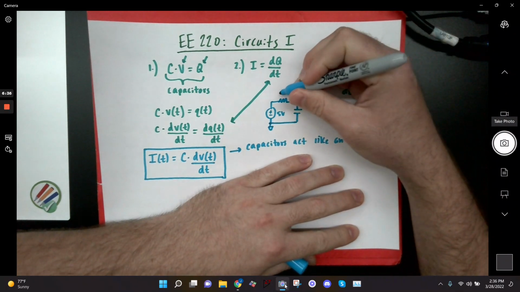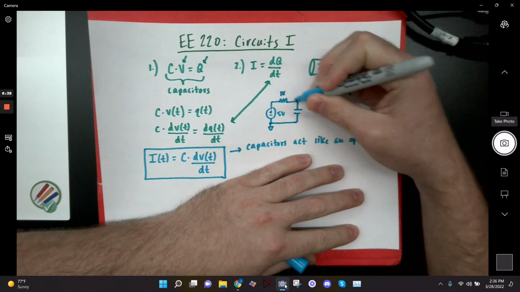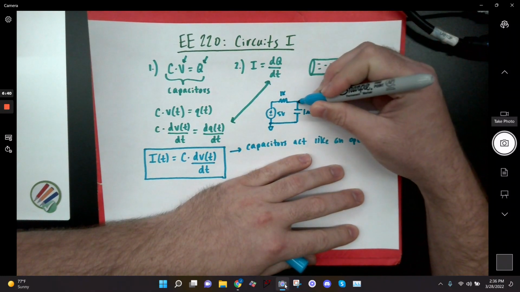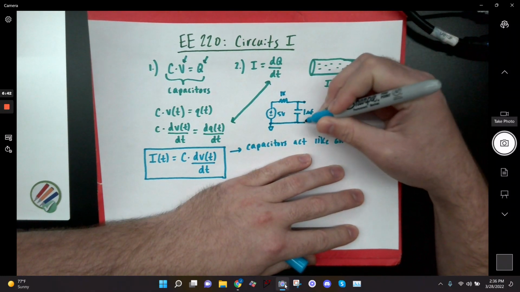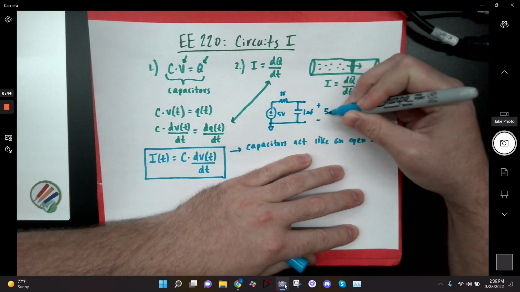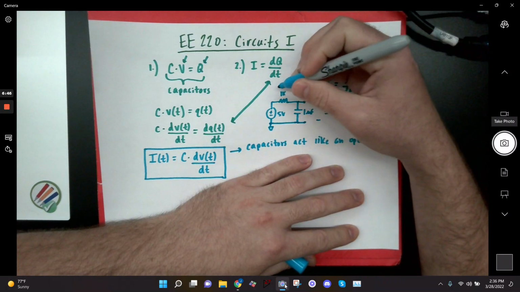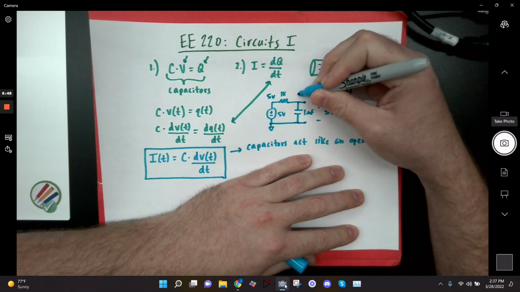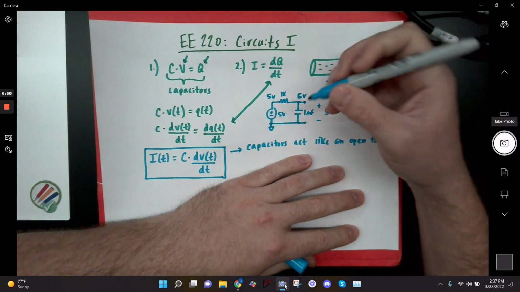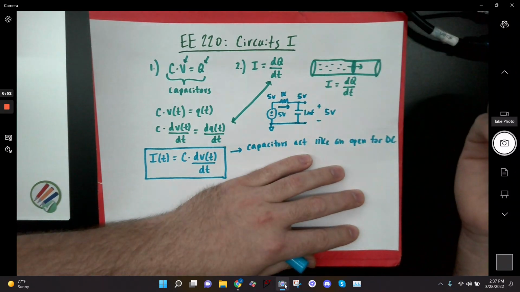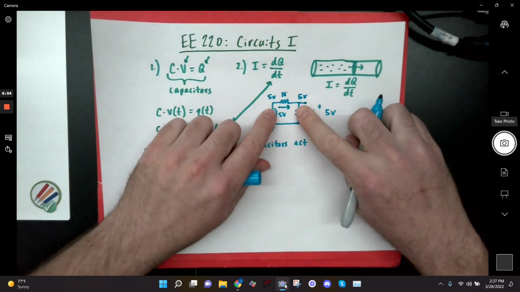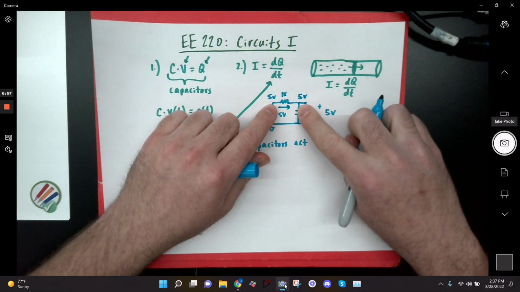After some period of time, when the capacitor's charged, let's just say 1K, 1 micro, my voltage across this capacitor will be 5 volts. But that means that my voltage here and my voltage here are both 5 volts, right? So I, in this case, would be 0. Both sides of my resistor are at the same potential, right?